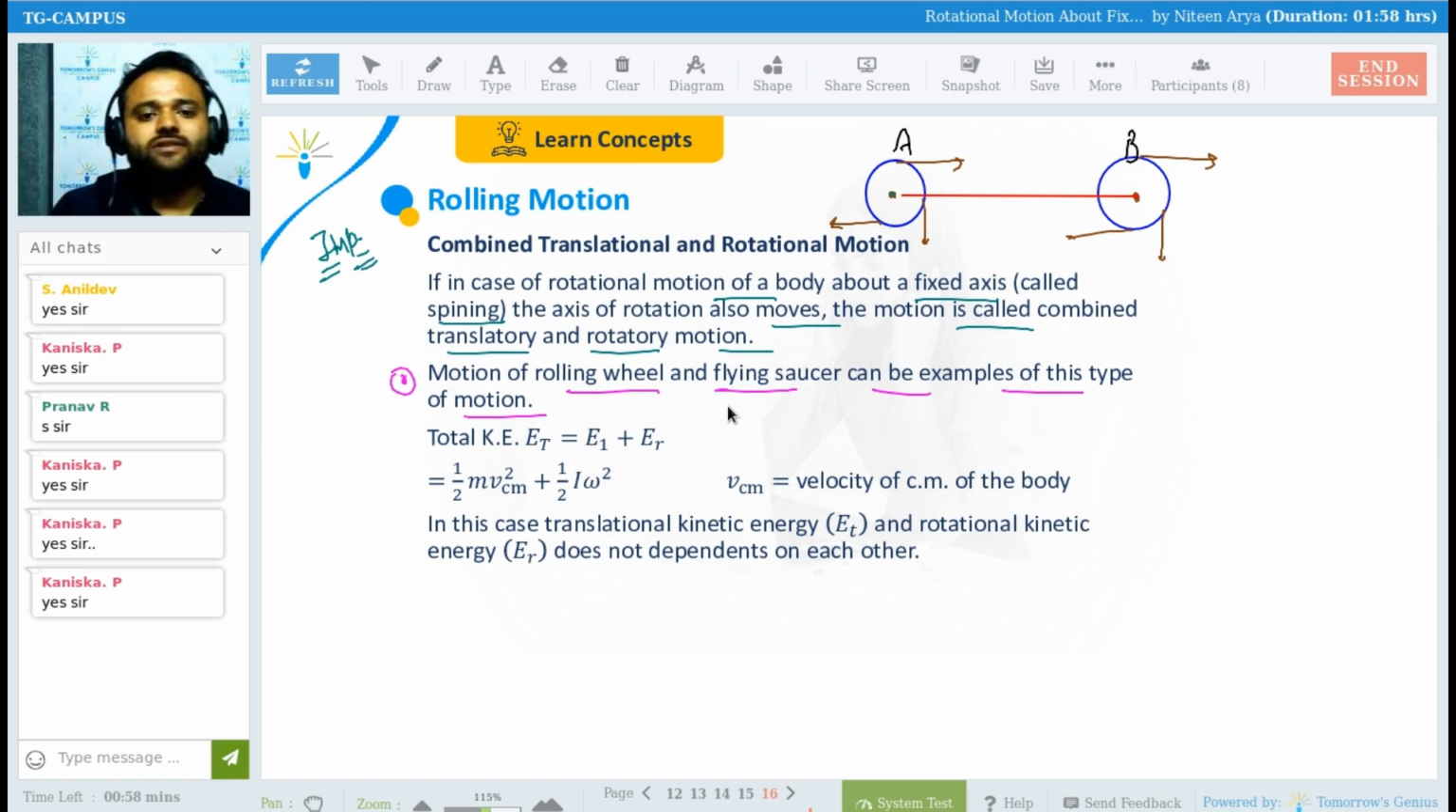Clear, everyone? So obviously, if an object is doing both kinds of motion, the kinetic energy is going to be the total kinetic energy. Is this clear, everyone? So the total kinetic energy for rolling, and everything we are learning here is for rolling motion. For rolling, the total kinetic energy, E total, is E T plus E R, where VCM, what is VCM?